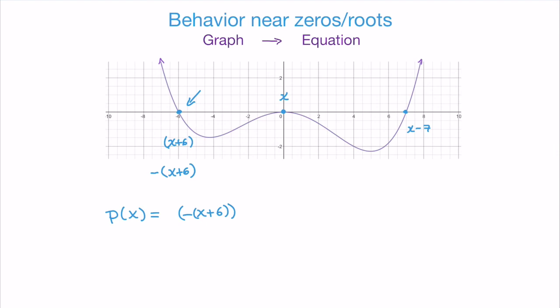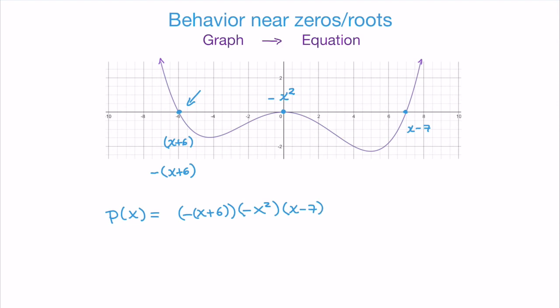Then we look at the root 0. The corresponding factor is x, but it's touching, and it's touching like a parabola going down. So the corresponding factor should be x squared, like a parabola, but opening down, negative. The polynomial equation should have a factor of the form -x squared. Lastly, the root 7. The corresponding factor is x minus 7, and you see it crosses like a line going up, so it's positive, and x minus 7 should be a factor of my polynomial.